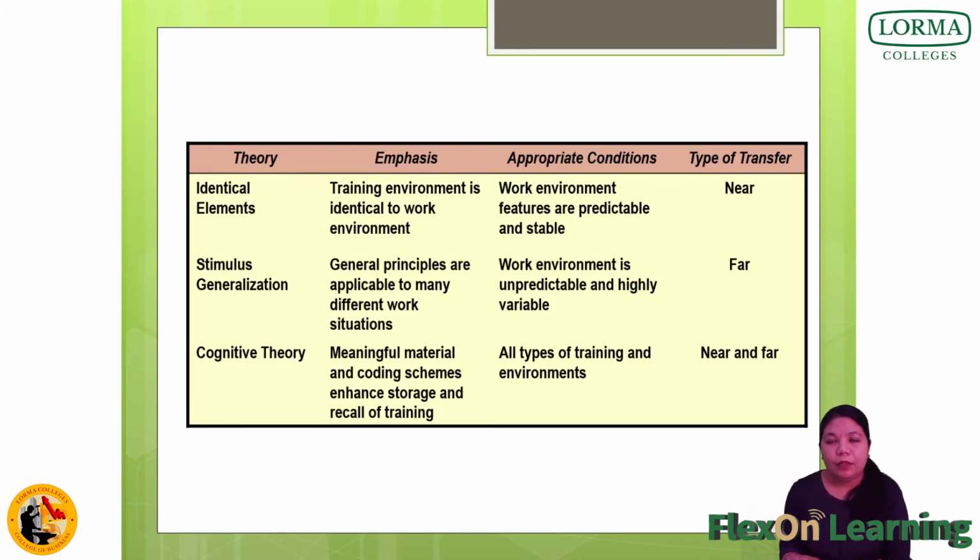So the appropriate conditions for the first one, identical elements, are that work environment features are predictable and stable. And the type of transfer is near. For stimulus generalization, the work environment is unpredictable and highly variable, so the type of transfer is far. For cognitive theory, it applies to all types of training and environments, and the type of transfer can be either near or far.